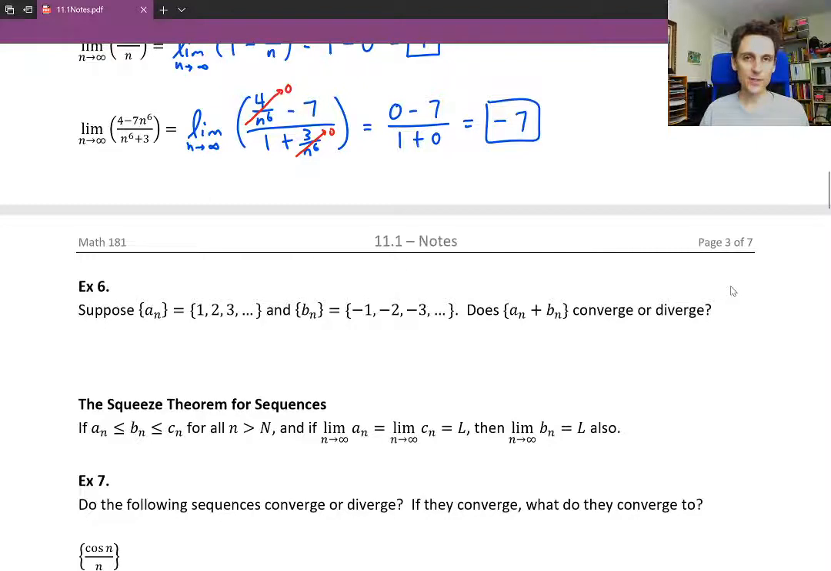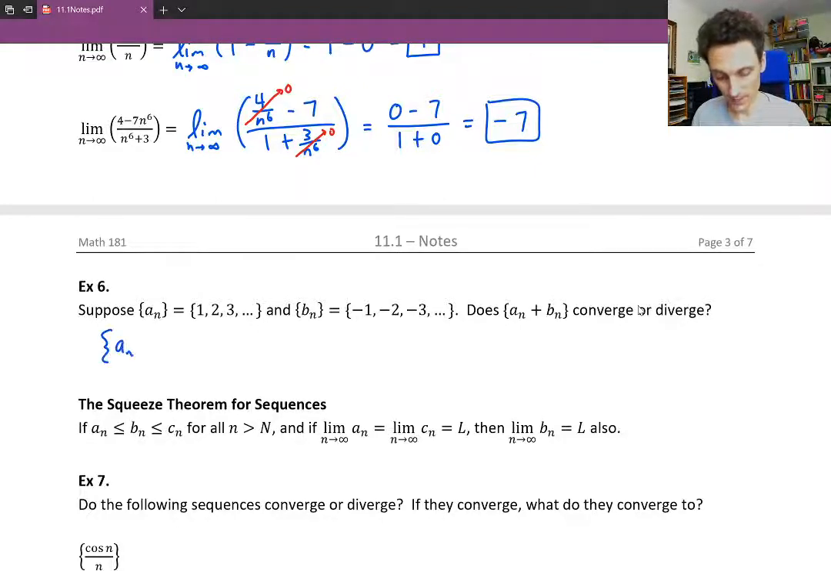Example 6 poses an interesting situation. Suppose we have a sub n, which is the sequence 1, 2, 3, and so on, b sub n, which is the sequence -1, -2, and -3, and so on. And it's asking, does the limit a sub n plus b sub n converge or diverge? Now the way you get this new sequence a sub n plus b sub n is you just add the corresponding terms of a sub n and b sub n. So you take the first terms, you add them together.